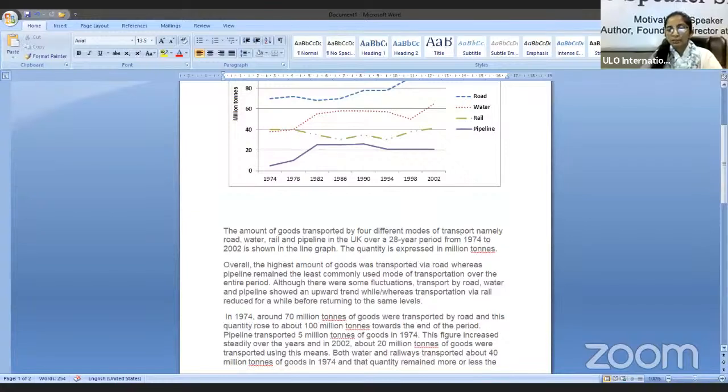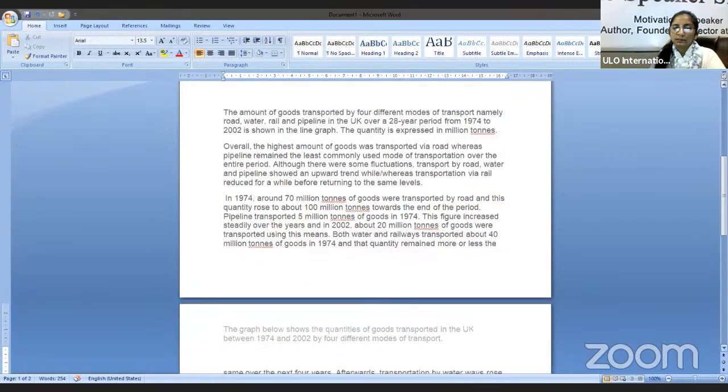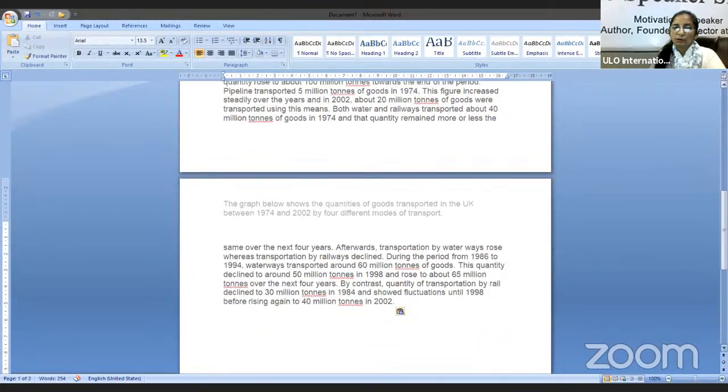Next, we will talk about water and railways. Both water and railways transported about 40 million tons of goods. That means they have a common starting point, 40 million tons. Both are showing the same initial amount of goods. Here we brought the similarity. Both water and railways transported about 40 million tons of goods in 1974, and the quantity remained more or less the same over the next 4 years.